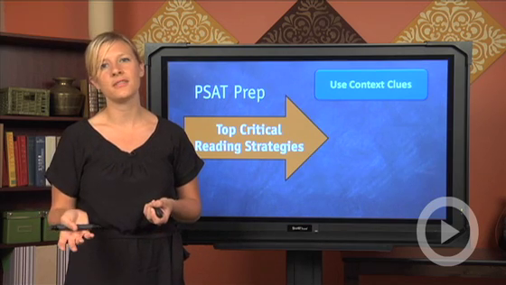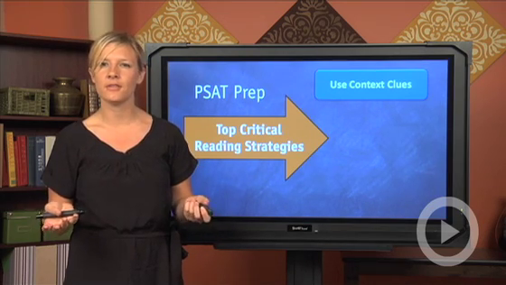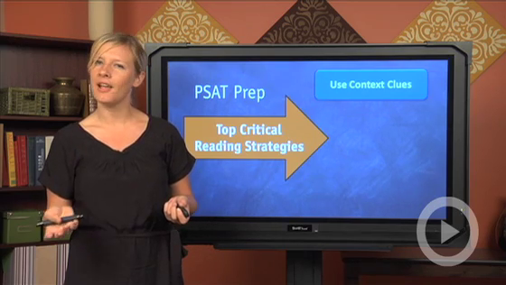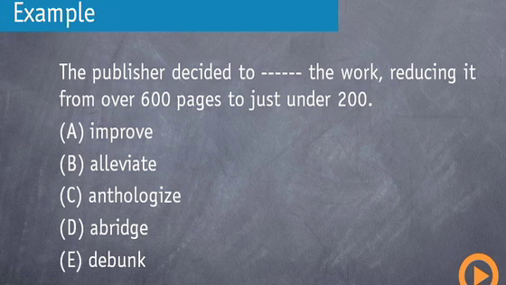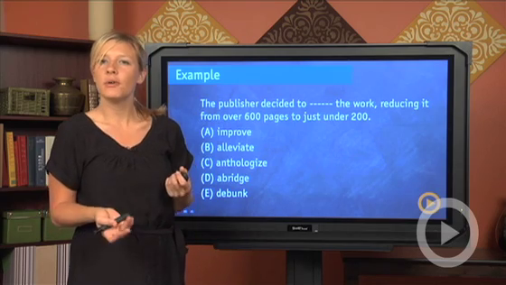The first strategy is something called using context clues. I know you probably use this in class and your English teacher tells you to use this all the time, but what does this look like on the SAT? Let's take a look at an example. Here we have a sentence completion question, and it reads, the publisher decided to blank the work, reducing it from over 600 pages to just under 200. Well, what goes in the blank?